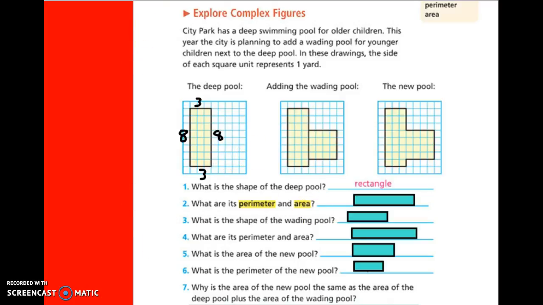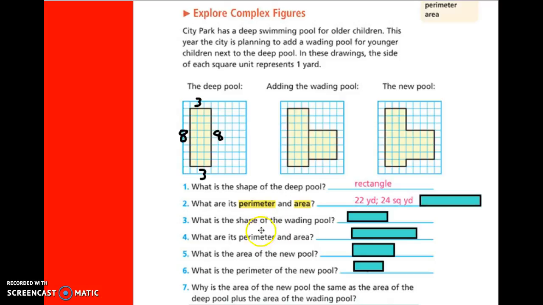All right, so we have a perimeter of 22 yards, and now we want to find the area. And again, for finding area, we're going to do the length times the width, so 8 times 3, which gives us an area of 24 square yards.